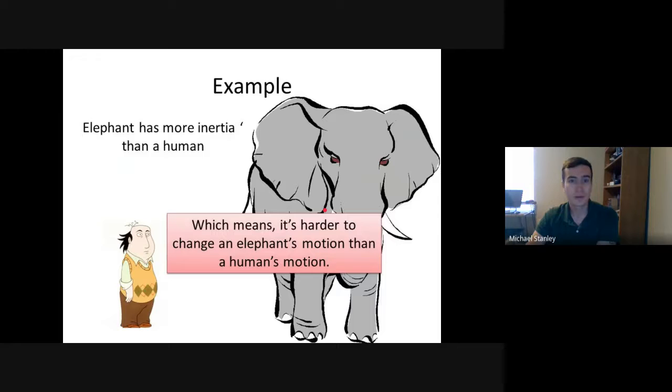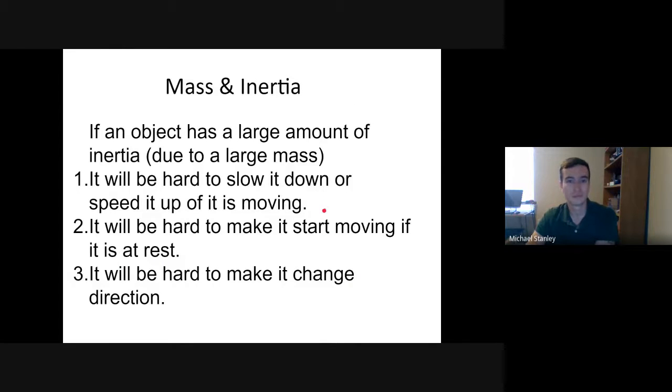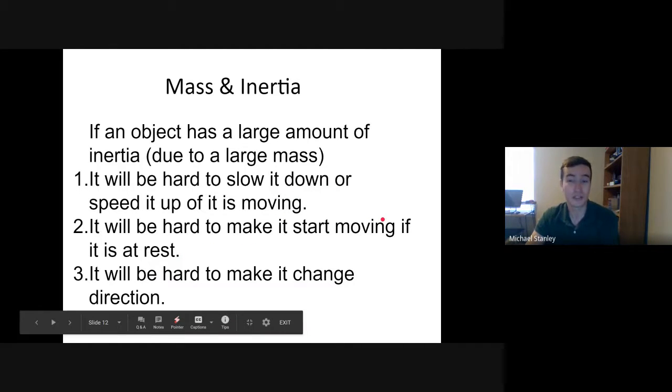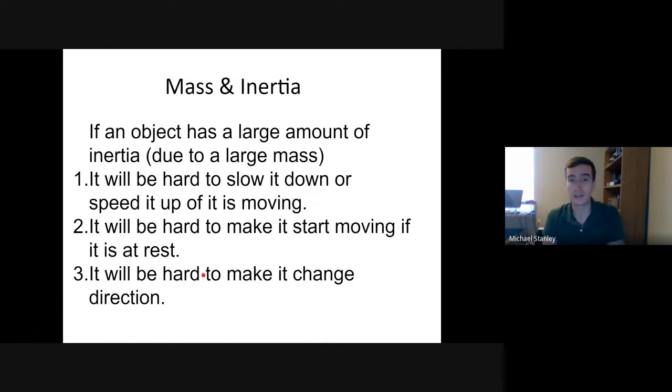More stuff about inertia. So yeah, if an object has a large inertia, large mass, if it's moving, it's hard to get it to slow down or speed up. If it's at rest, it'll be hard to get it to start moving, and it'll be hard to make it move in a different direction.